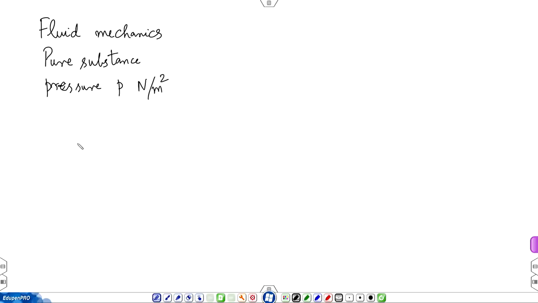So, force being newtons, pressure would be Newton per meter square. So, if there is a surface, particles are bouncing off that surface, giving rise to a force distribution. So, that is indicated by a pressure P.